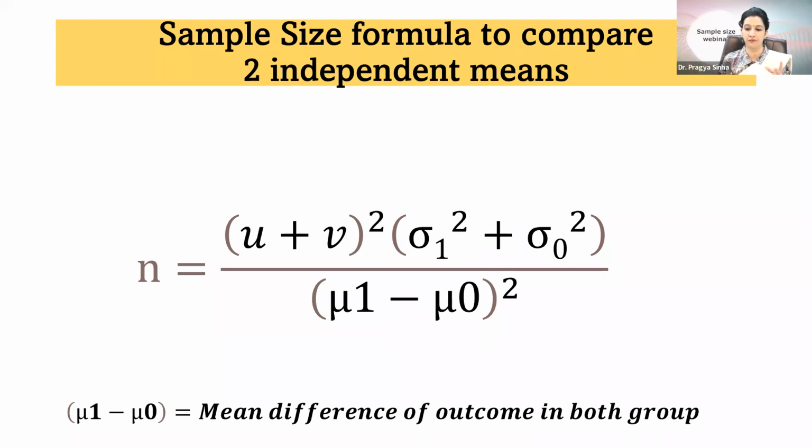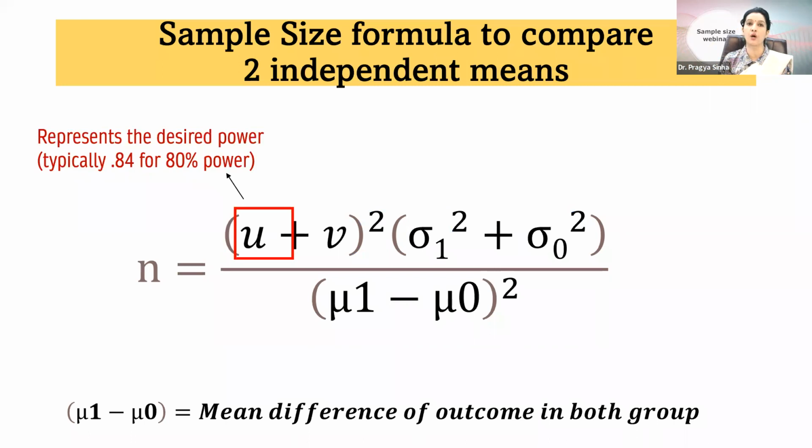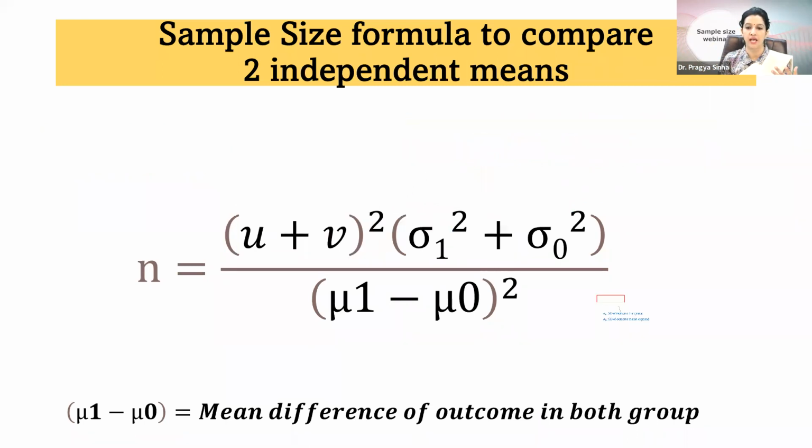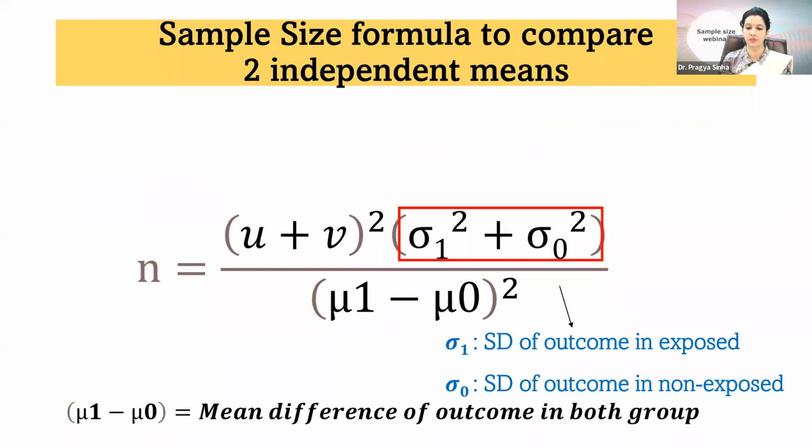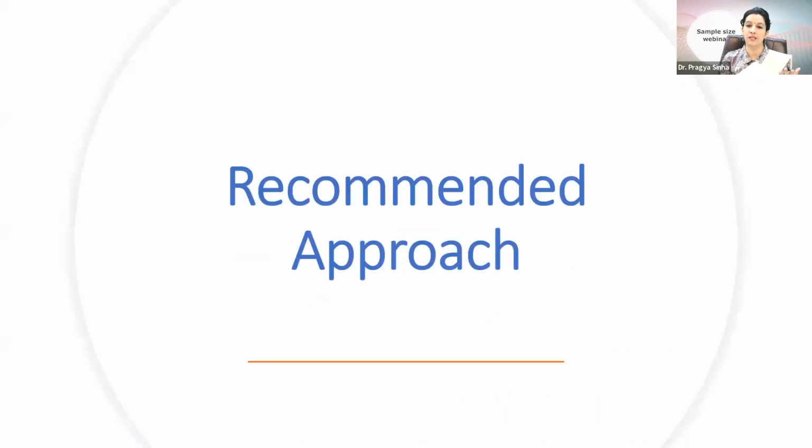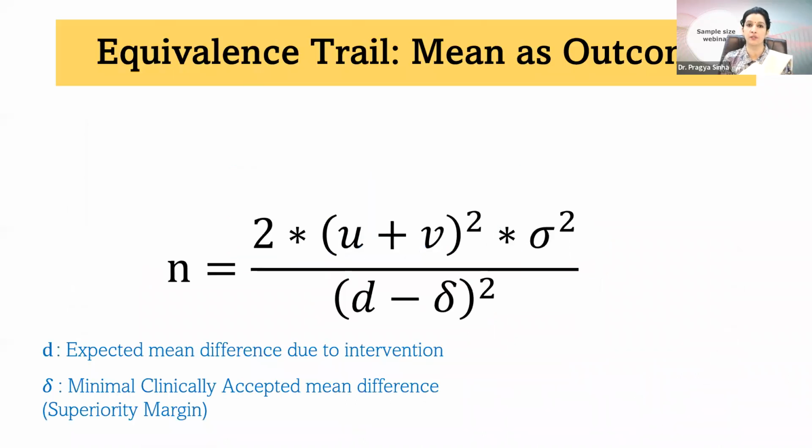Again, we did that for the mean. This U and V, now you know what is this U and V. And this sigma 1 and sigma 0 is the standard deviation in the exposed and in the non-exposed. And this mu1 minus mu0 is the mean difference. But this was for the equality, but for this equivalence trial, with mean as an outcome, this is the formula where (u plus v) square multiplied by sigma square, and in the denominator, this is important.